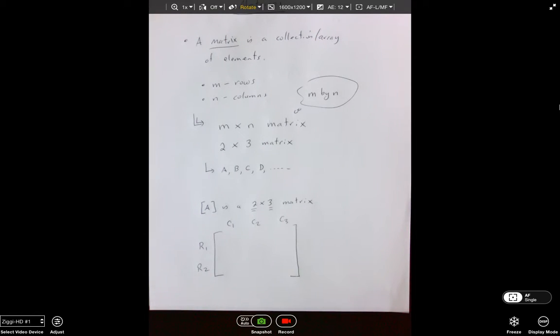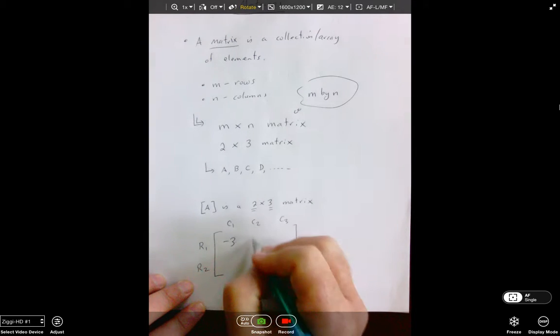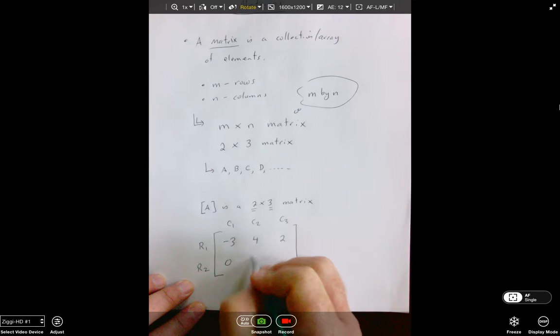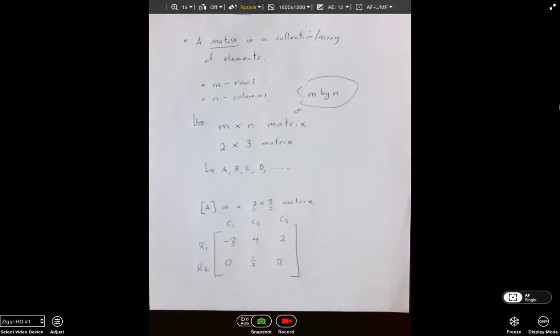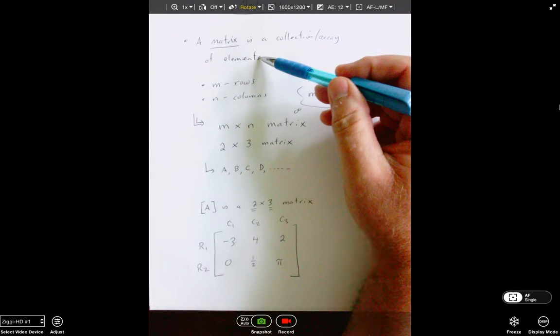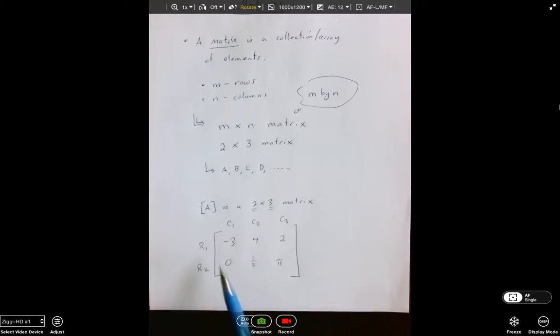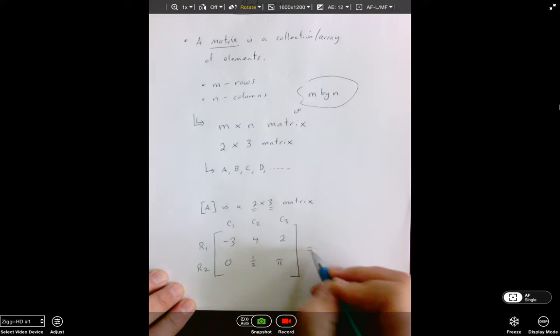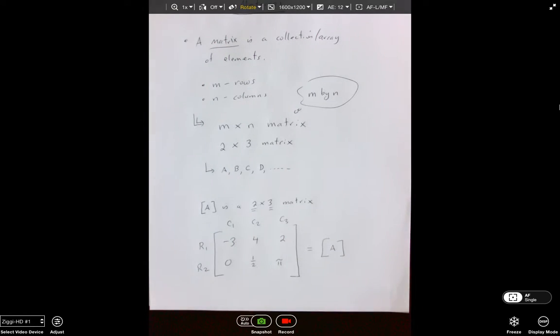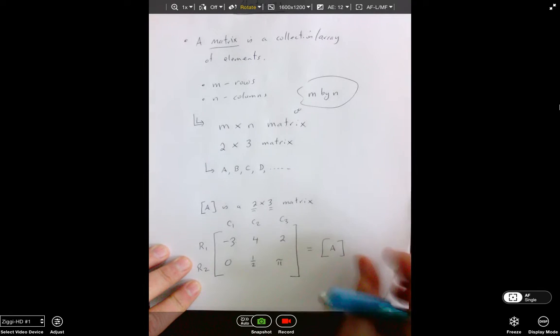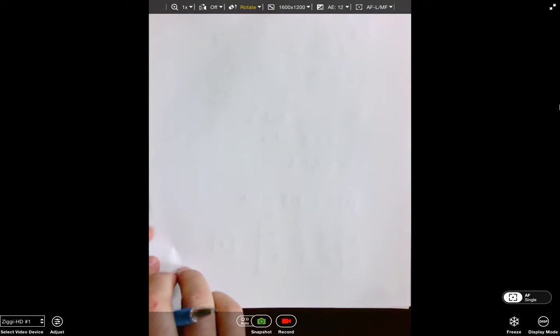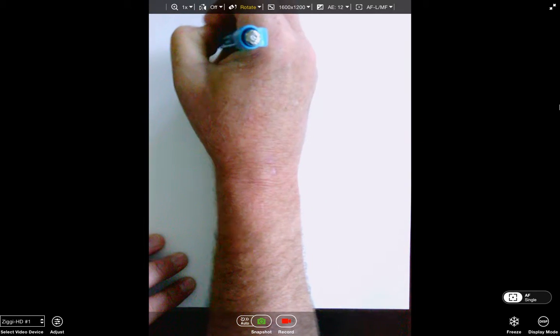So a matrix is given by brackets, like this. Okay. So -3, 4, 2, 0, 1/2, pi, if I get real weird here. These elements that I talked about back here, again, are typically numbers. So because we have 2 rows and 3 columns, this matrix, which we could call A, is a 2 by 3 matrix. Okay, so it's that simple. Now let's say that we have a matrix B.